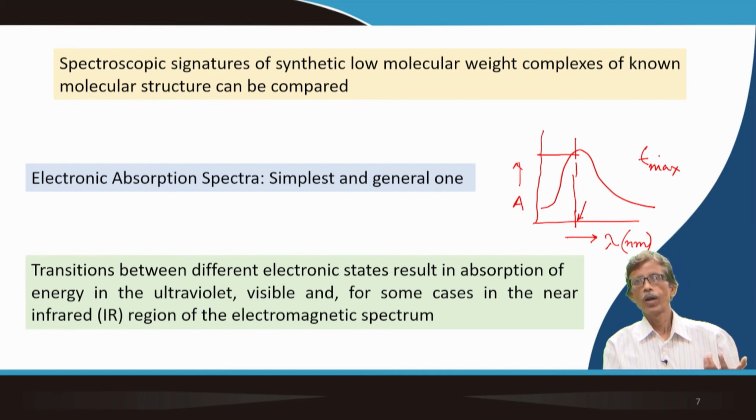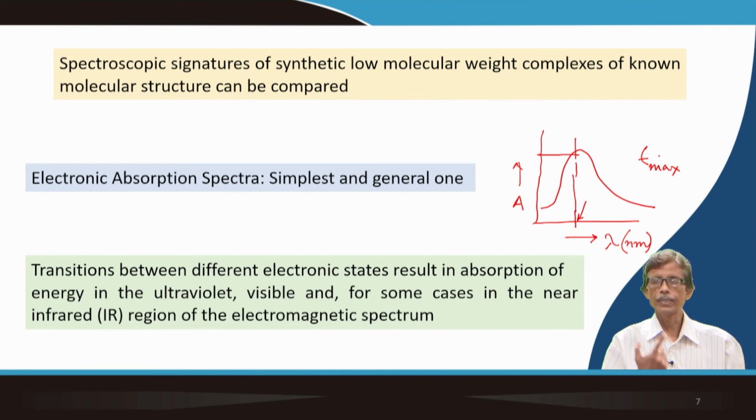Sometimes we find that your solution is colorless. That means the absorption is taking place, but it can be beyond your visible range. The visible range, we all know, is 380 to 780 nanometers, something like that. So, it is either in the UV range or in the NIR range.